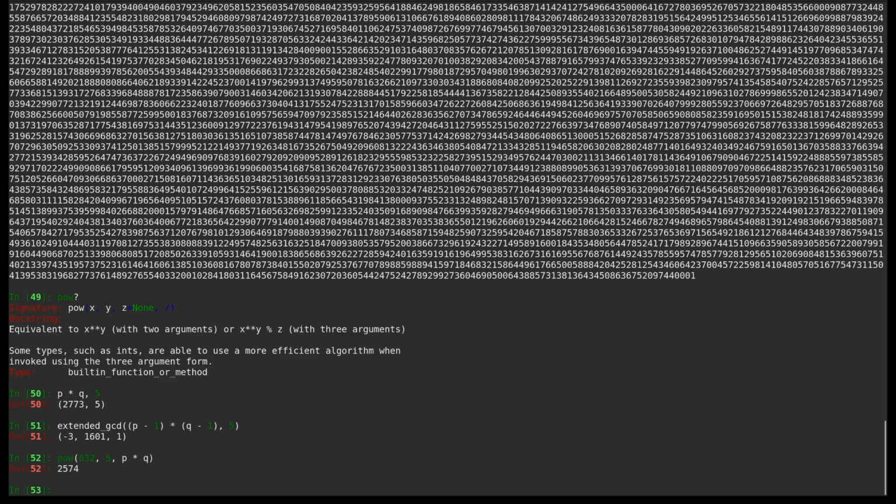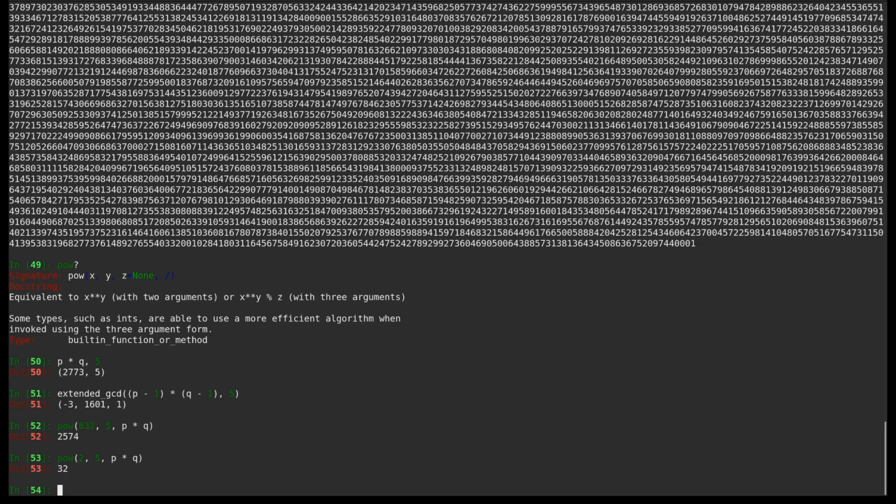Now, somebody who sees 2574 really has no way of figuring out the original message, even though they know that the public exponent was 5. That's actually a slight danger of the RSA algorithm. Say we did pow(2, 5, p times q). Well, there we've got a problem. 32 obviously has a fifth root, and that fifth root is 2. And so we know that the message that was being sent was 2. So it turns out to be pretty useless here.